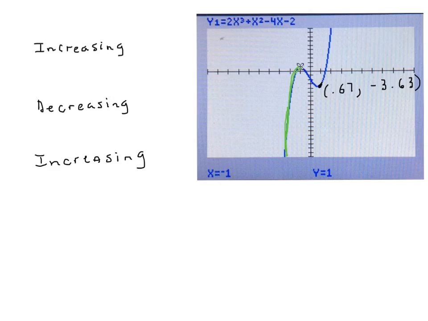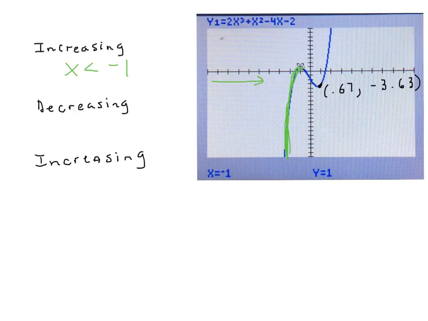So you always talk about intervals of increasing in terms of x. So it is increasing from negative infinity for x, because you're going this way, even though you can't see it because you've got to stay on the graph, all the way up to the x value here, which is negative 1. So when x is less than negative 1, the function is increasing.